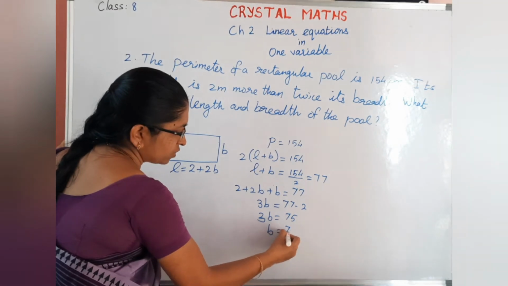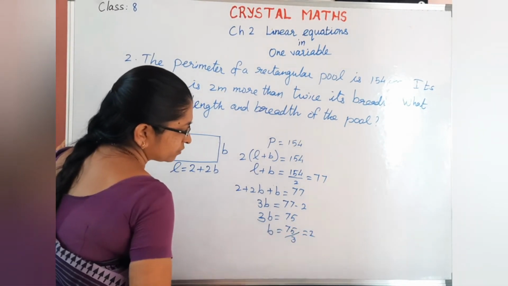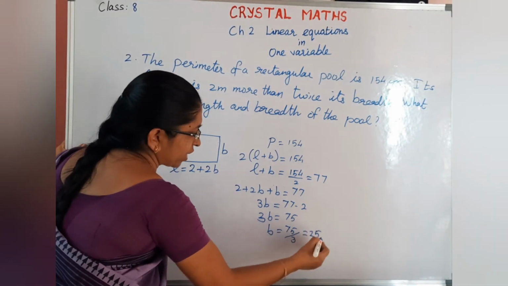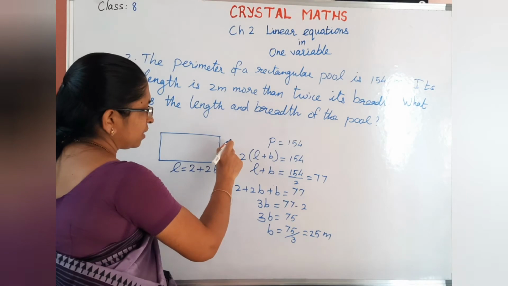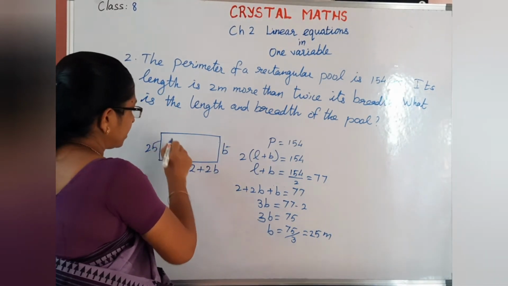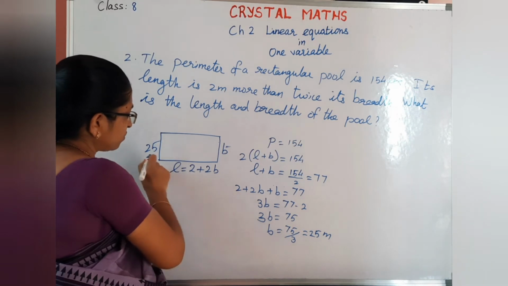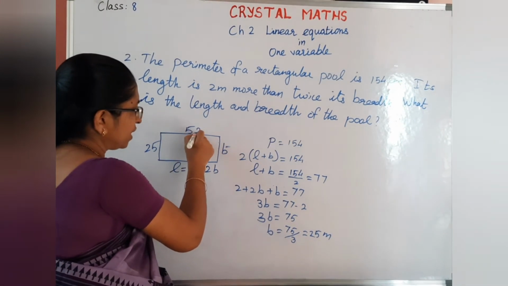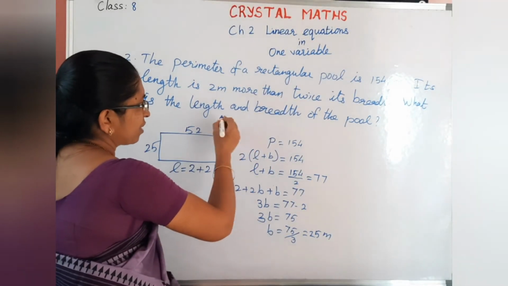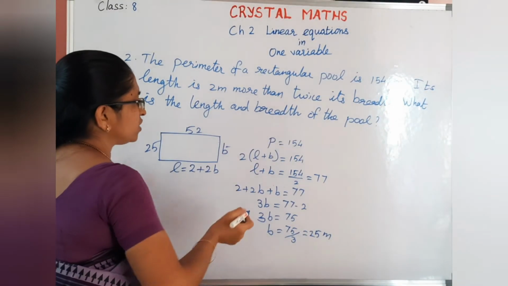b equal to 75 by 3, which is nothing but 25 meters. If we know breadth is 25 meters, then length will be twice the breadth plus 2 times. So 52 will be the answer for this. So what are the dimensions of this one? Length is 52 and breadth is 25.